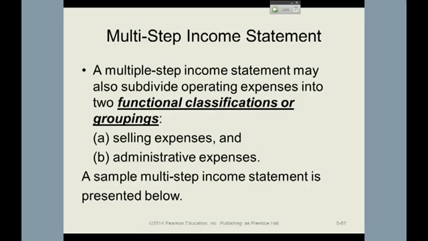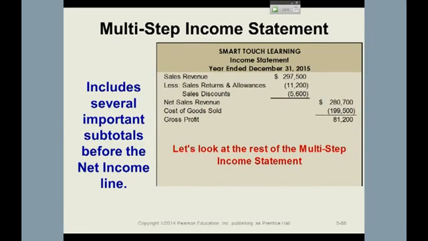All right, so now we're going to build a multi-step statement. The first key subtotal in a multi-step income statement is, as we've been saying, the gross profit. So it's sales minus the contra accounts, sales returns and allowances and sales discounts, to get net sales revenue, and then, of course, minus the cost of goods sold gives you the gross profit. Next, same statement.